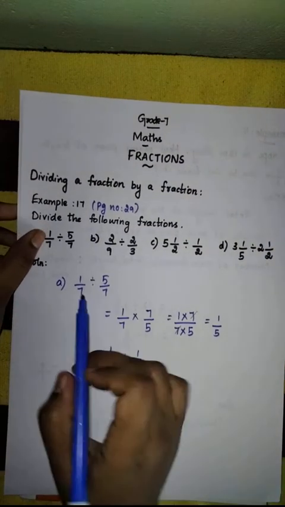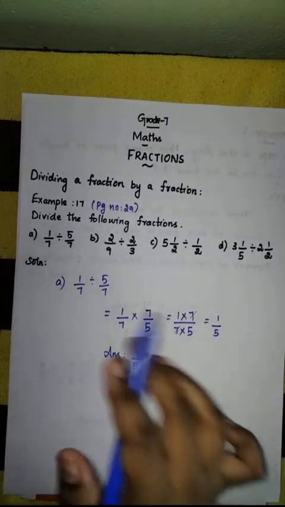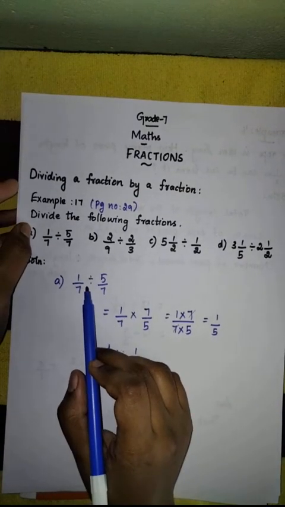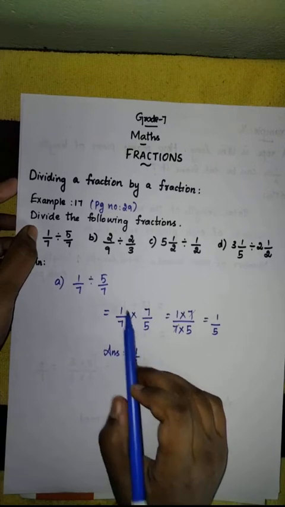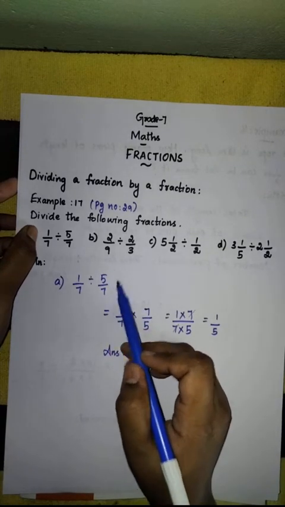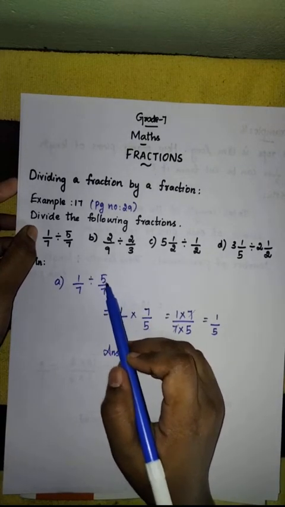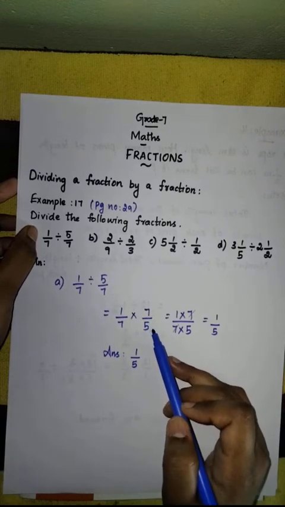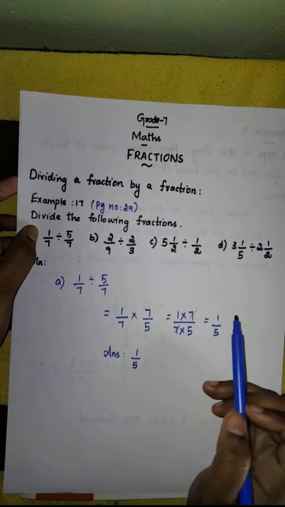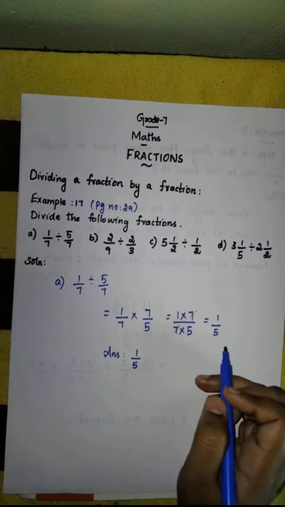The first step is to write the first fraction the same, 1 by 7. Then change the division sign into a multiplication sign. Then take the reciprocal of the second fraction; 5 by 7 will change into 7 by 5. If there is any common factor, just cancel. So your answer is 1 by 5.